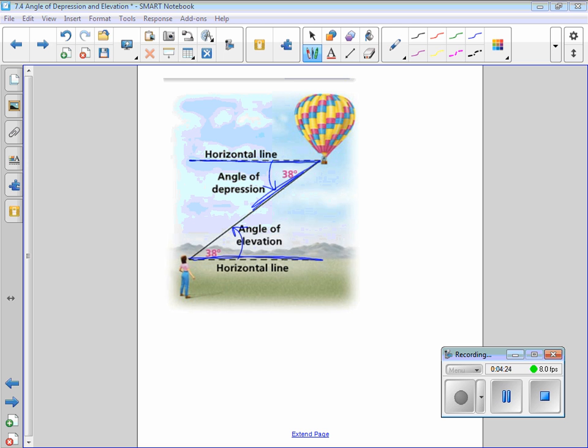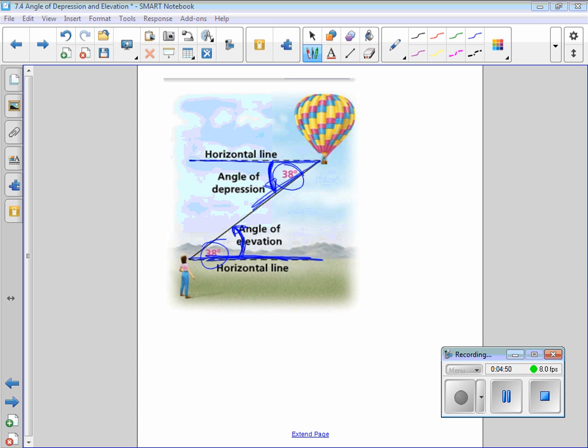Okay, so the angle of depression for the guy up in the balloon looking straight out is the horizontal line. He looks down, or she looks down at the person and sees that person creating this angle of depression of 38 degrees. Now, the young woman there has a horizontal line, and she looks up at the balloon and creates an angle of elevation. Notice that both of these are the same angle measurement.